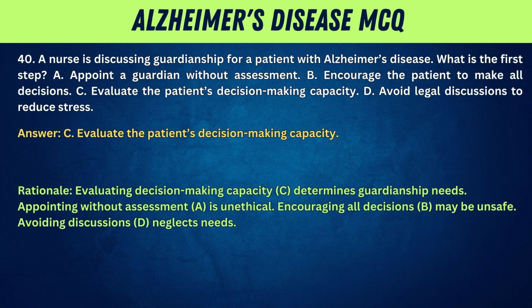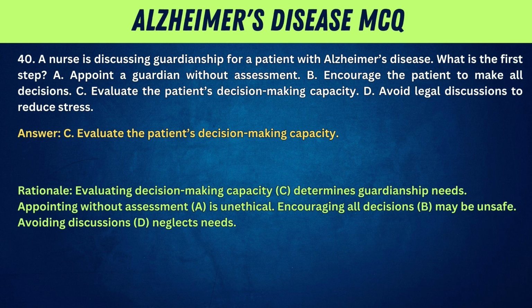A. Appoint a guardian without assessment. B. Encourage the patient to make all decisions. C. Evaluate the patient's decision-making capacity. D. Avoid legal discussions to reduce stress. Answer. C. Evaluate the patient's decision-making capacity.